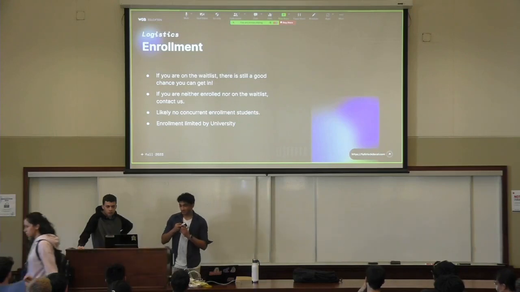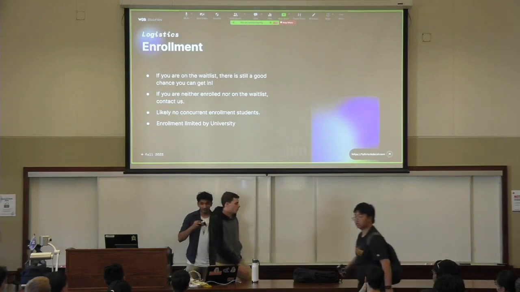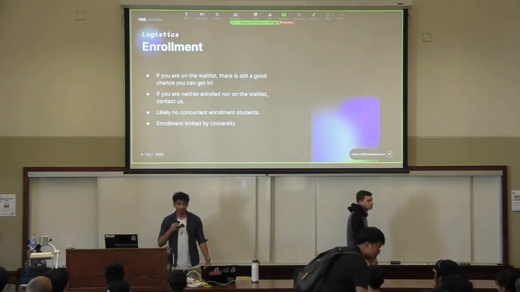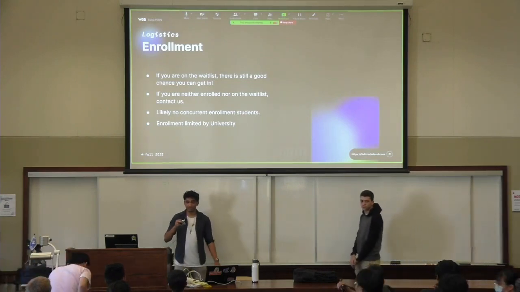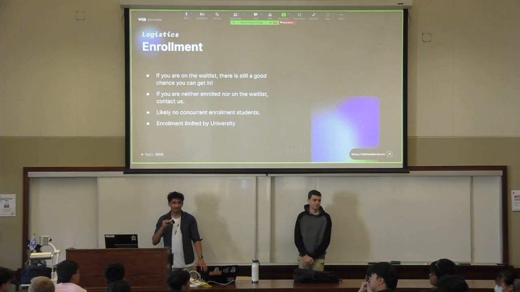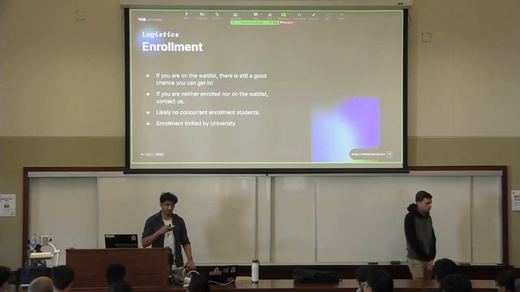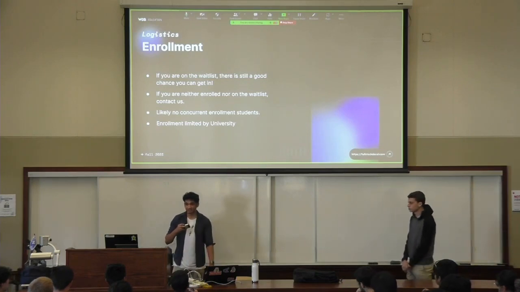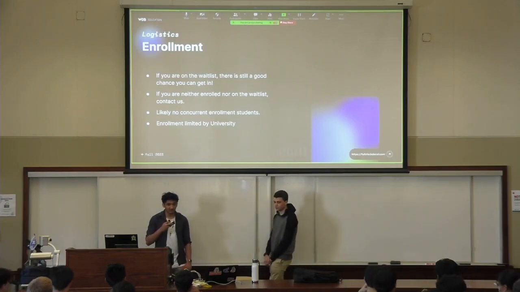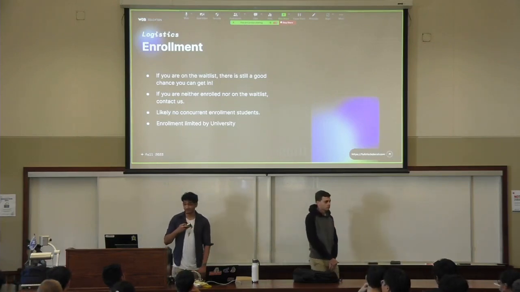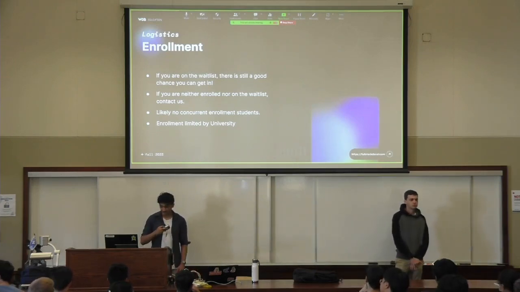Another important point is enrollment. If you are on the wait list right now, we're still processing the wait list, so there's a good chance you can get in. Just by a quick show of hands, is anyone here neither enrolled nor on the wait list? Okay, that's good. But if you are neither enrolled nor on the wait list, we're still processing those, so it is possible you can still get in the course. Additionally, if you are a concurrent enrollment student, unfortunately we have a huge amount of demand, so you probably won't be able to get enrolled in the course.